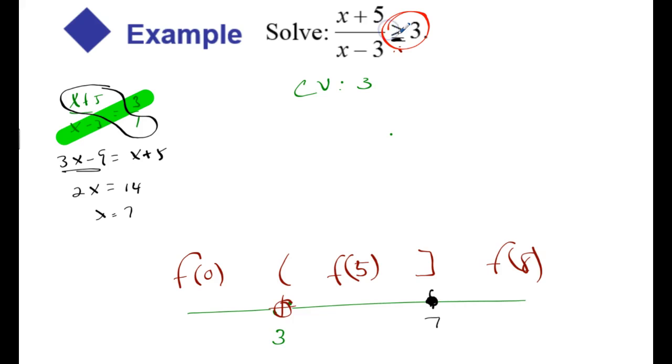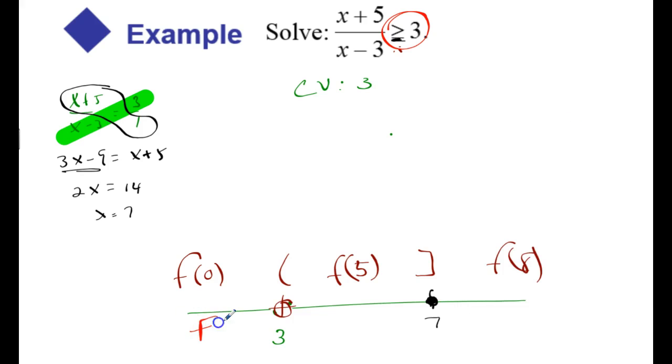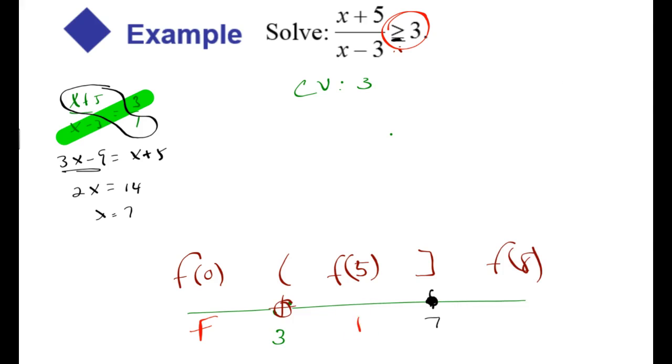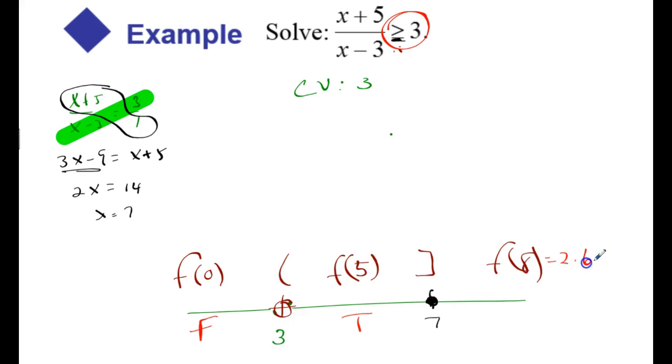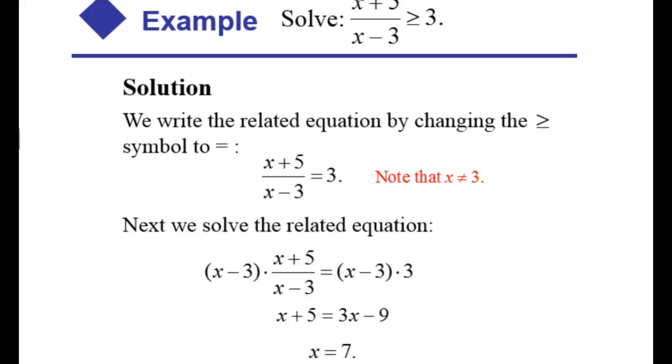So I'm going to test to see if these evaluate greater than 3. So the y value is negative 1.6. That's false. The y value here is 5, and 5 is greater than 3, so that's a true. And if I test anything to the right, like 8, I get a 2.6, and 2.6 is not greater than or equal to 3. This is actually a false statement. So the only true place that I have is between 3 and 7. So remember, it's a parentheses and a bracket, the only true region that I have.